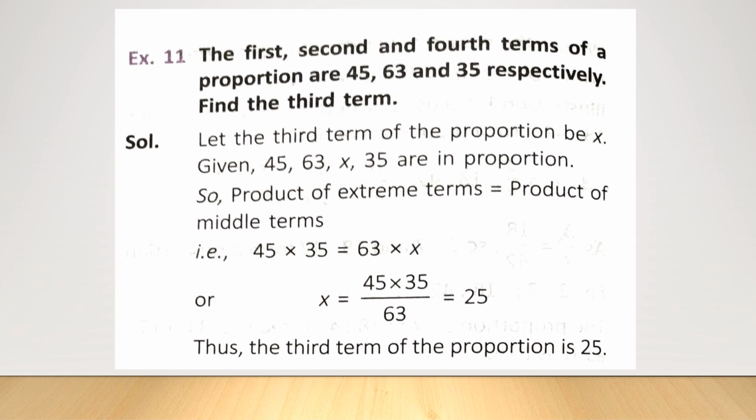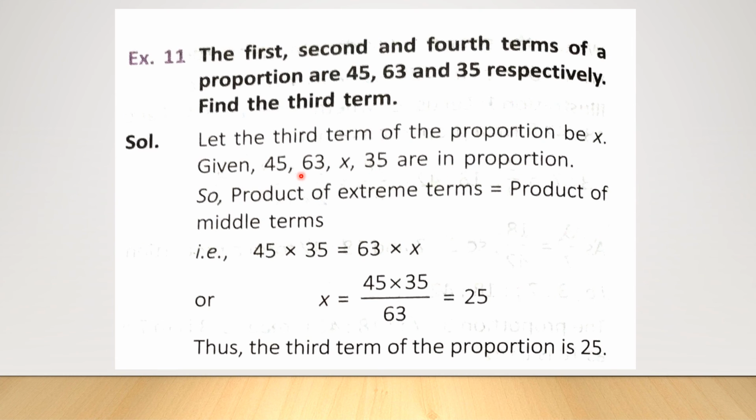Let us see this example. The first, second and fourth terms of a proportion are 45, 63 and 35 respectively. Find the third term. Now see, children, what is given? It is given that the first, second and fourth terms are given. Now you have to find the third term. So let us take the third term of the proportion to be x. So 45, 63, x, 35 are in proportion.